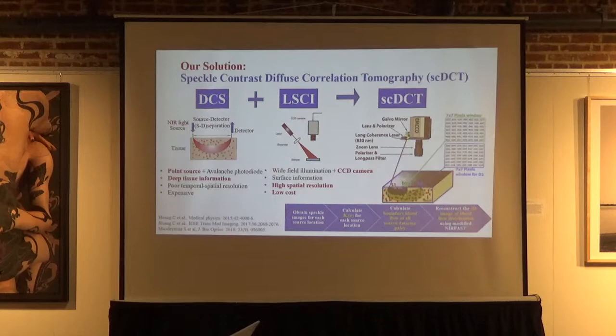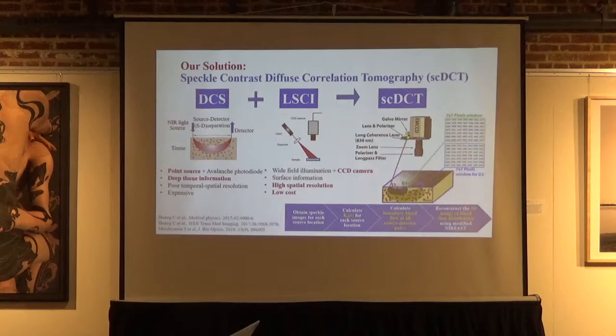We use long coherence light, and it goes through the Galvo mirror, and we use the Galvo mirror to scan the whole area. So when we shine the area in each location, we see the speckle contrast in different locations, and different source detector separations give us the information from different depths. So we get the speckle contrast images, we calculate the speckle contrast, and for each source detector we use the boundary blood flow in the sensitive range.